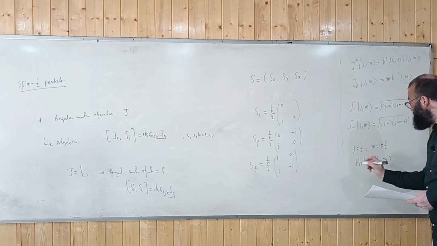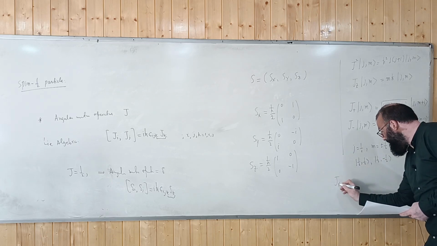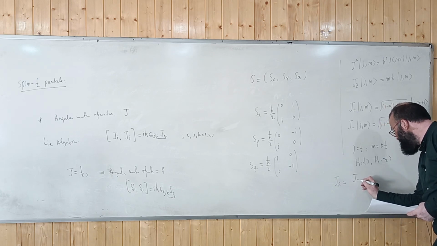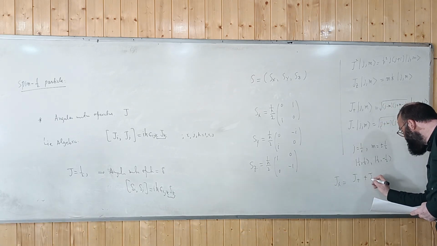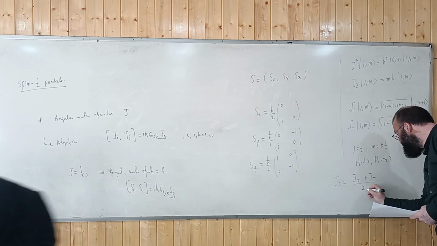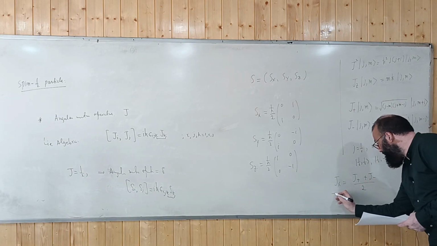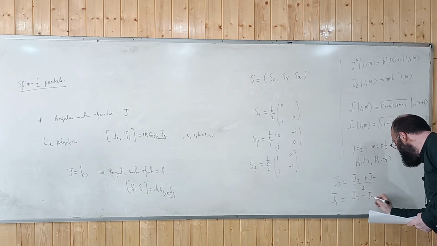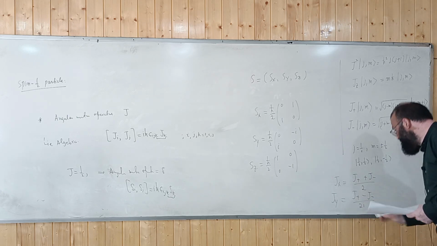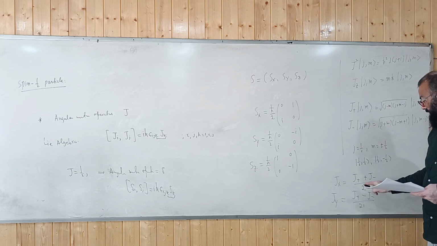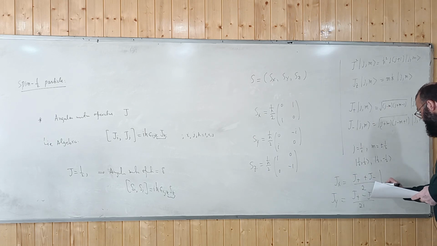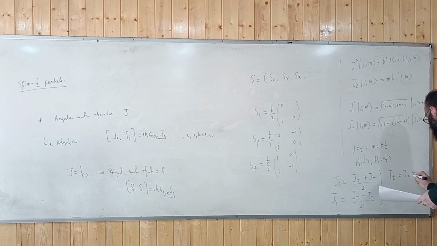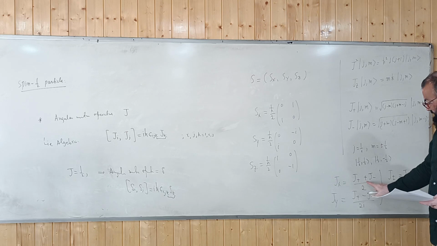So now let me calculate. If I take Jx, that will be simply (J plus plus J minus) divided by 2. And Jy I can calculate as (J plus minus J minus) divided by 2i. Because how have you defined J plus? If you remember, J plus minus is actually equal to Jx plus minus i Jy. So you know J plus and J minus.